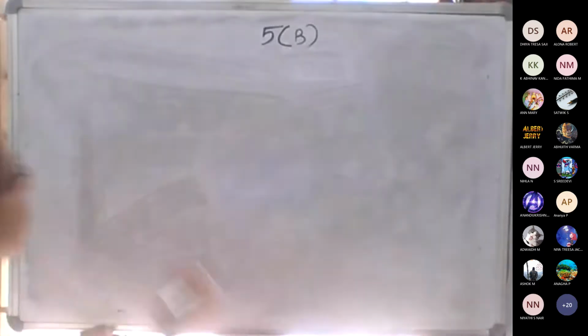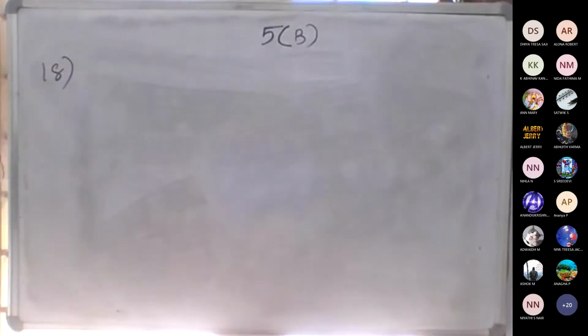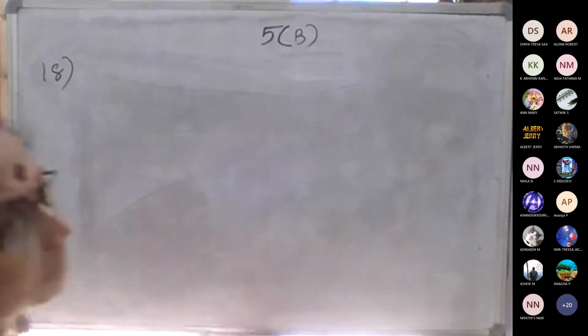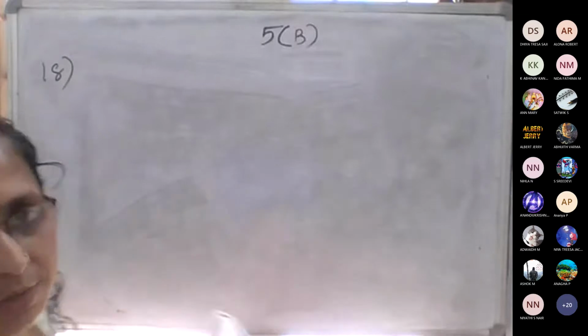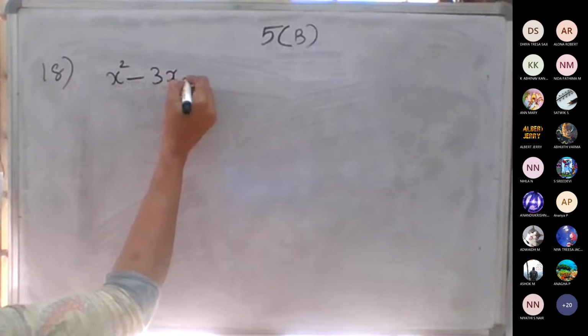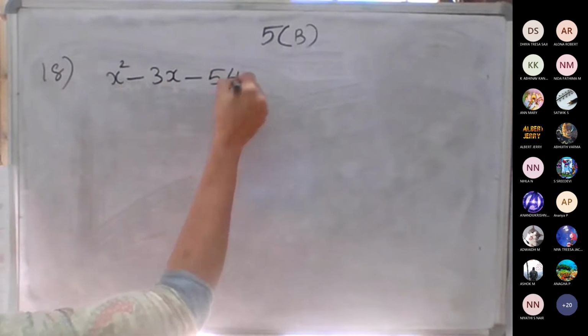So the 18th one. What is our question? For each trinomial that is a quadratic equation given below, find whether it is factorizable or not. Factorize if possible. So x square minus 3x minus 54.